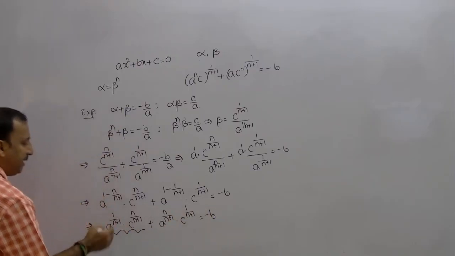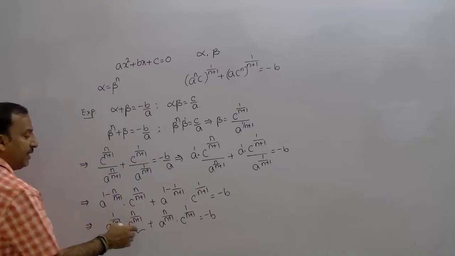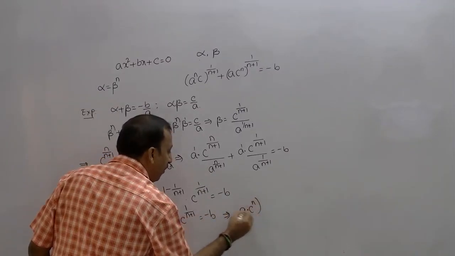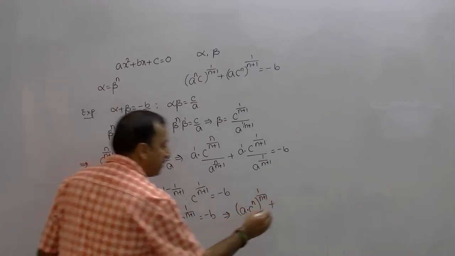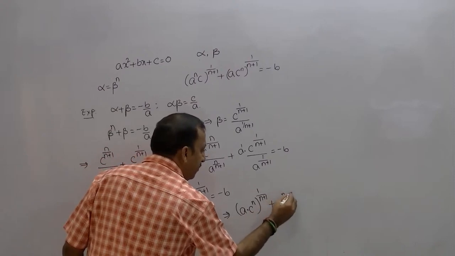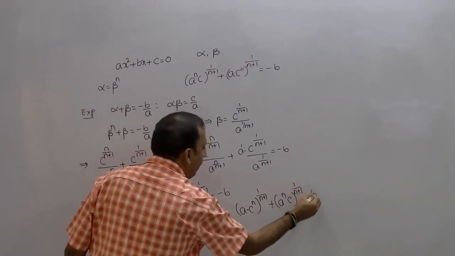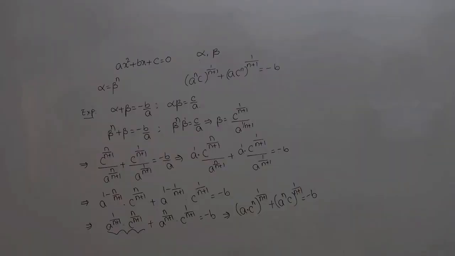This term can be written as, see here, the power of a is 1 by n plus 1, power of c is n by n plus 1. That can be expressed as a into c power n whole to the power of 1 by n plus 1. The second one can be expressed as a power n into c whole to the power of 1 by n plus 1 is equal to minus b. It is the condition that one root is nth power of the other root.